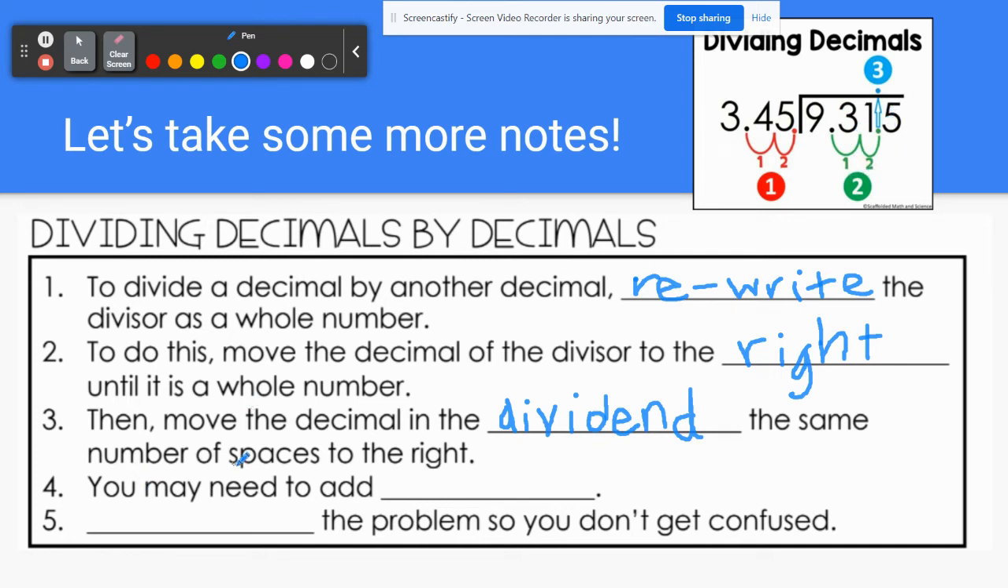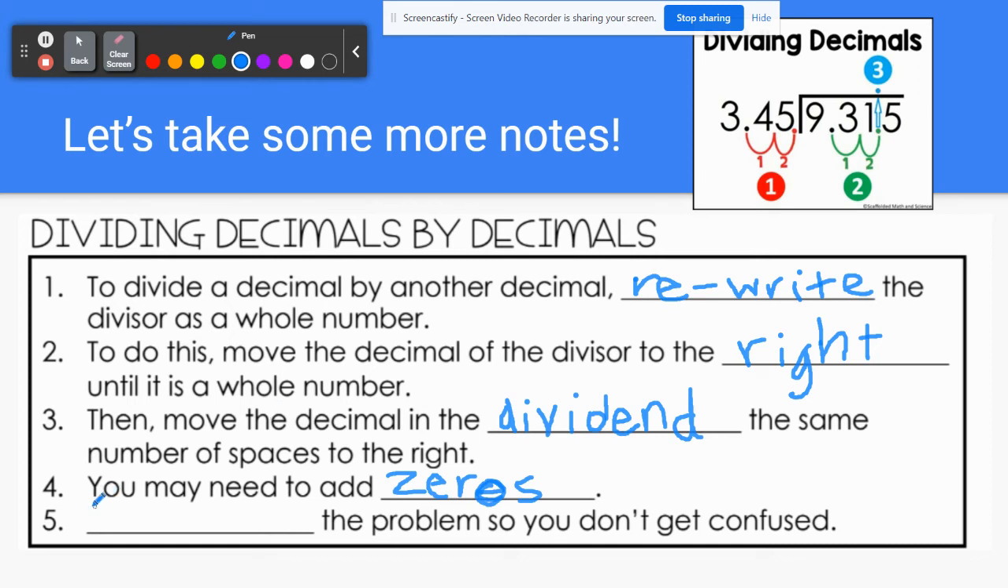Okay. You may need to add zeros in your dividend. So if there's not spaces, I'll show you in a second. Zero. Sorry about that. Okay, so for example, if the 1 and the 5 wasn't here, move the decimal, and then if you have an empty space where your decimal is, you just fill the empty spaces with zeros, okay?